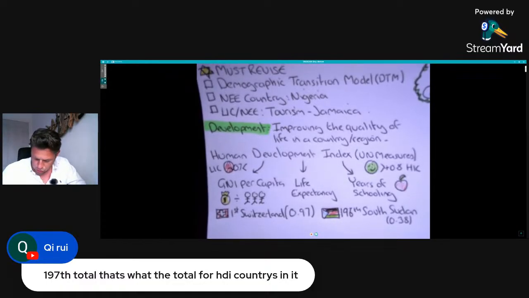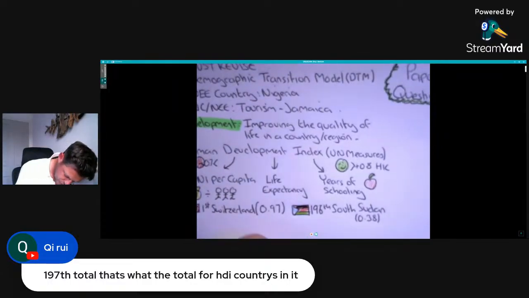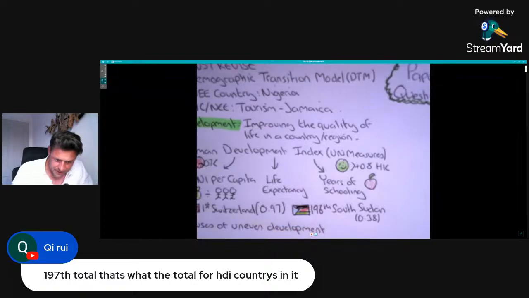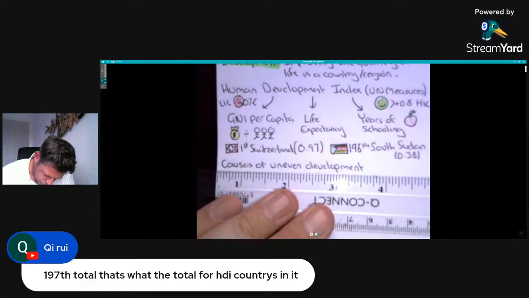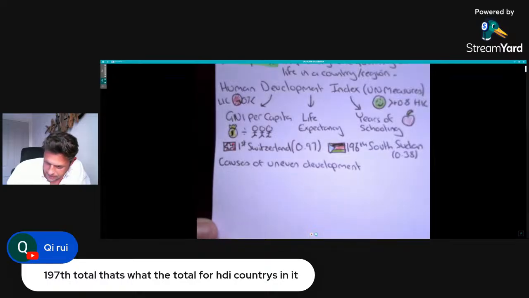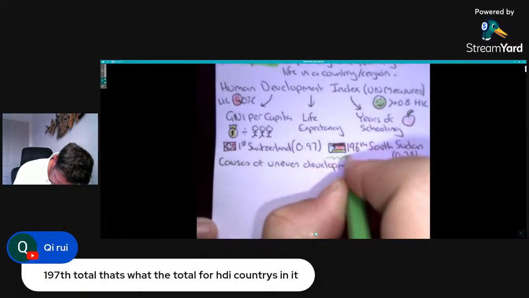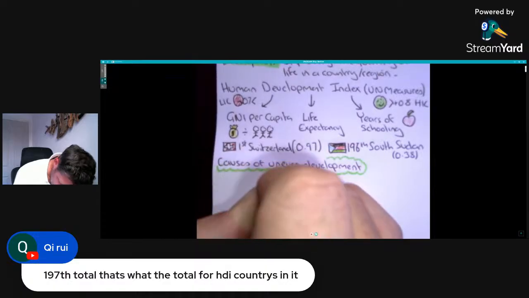So I'm going to draw a little table now with my ruler. And we're going to go for physical. So I'm going to put a little subheading, causes of uneven development. So why some countries are less developed, have a poorer quality of life, and why other countries have a better quality of life or more developed. So hit us up in the chat, guys. Give me a reason for uneven development.